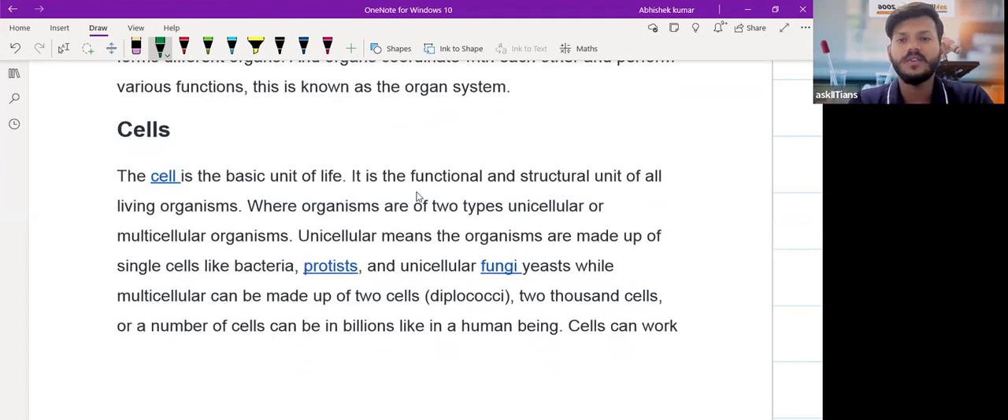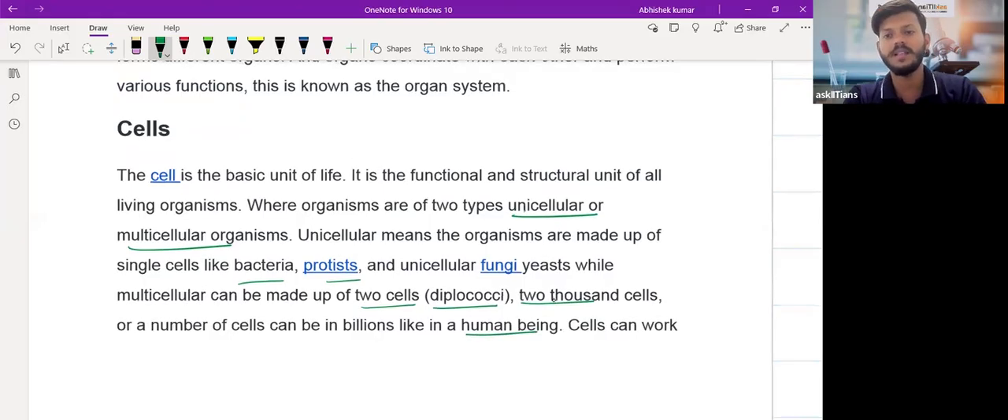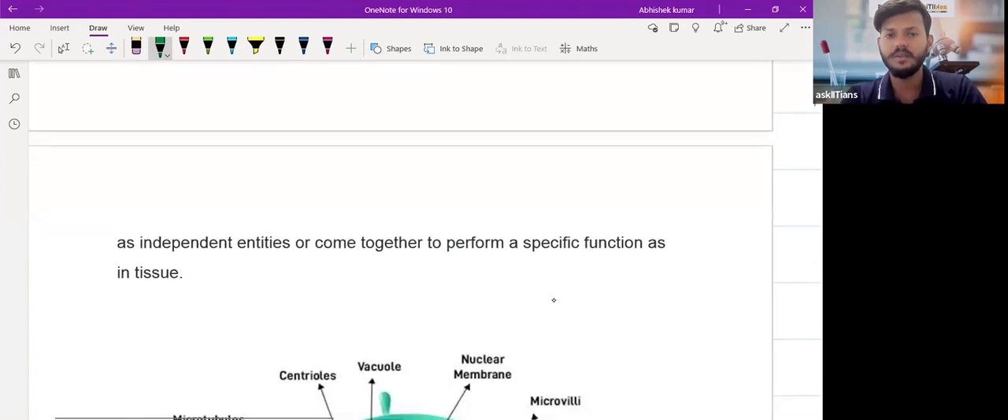Organisms are of two types: unicellular and multicellular. Unicellular means they are made up of only a single cell, for example bacteria and protista. Multicellular organisms are made up of two or more cells, for example diplococci, human beings, etc. So cells can work independently, or they can work together.